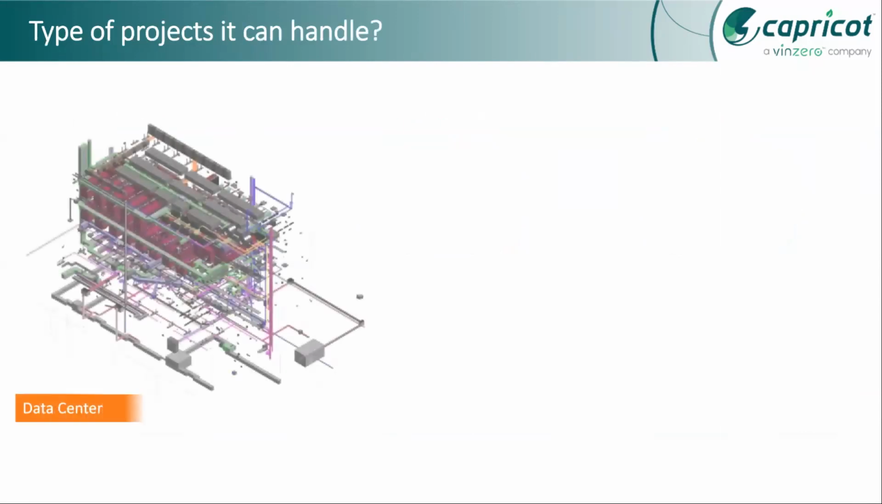So the types of projects that it can handle: the data center projects. This is a data center project which has all the mechanical details, the electrical details. It has all the server rooms and everything. So this is a project that can be done on Revit. It's a very vast project.